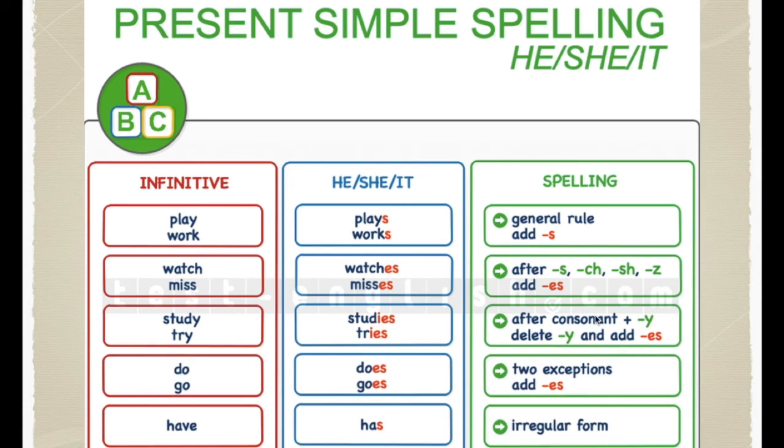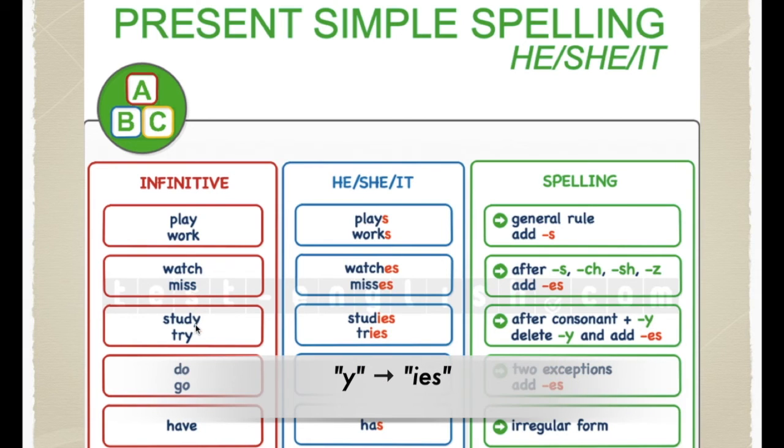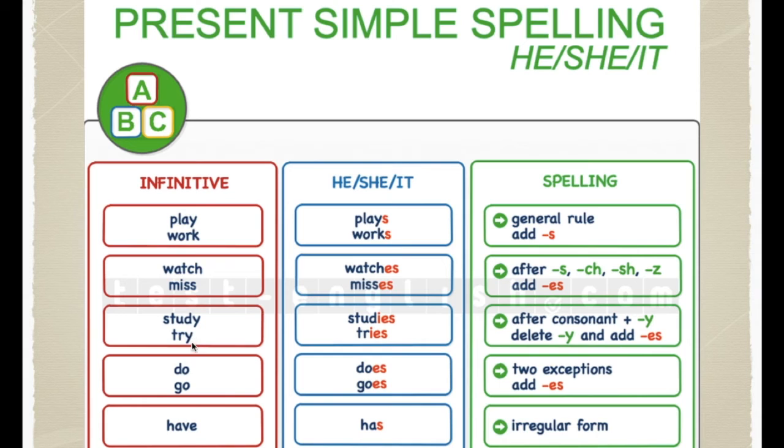And then after consonant and Y, we change the Y for I and ES. We change the Y for I, ES. So study, studies, try, tries. But teacher, why here we don't change it? Because this is not consonant Y, this is vowel Y. And this is consonant Y.